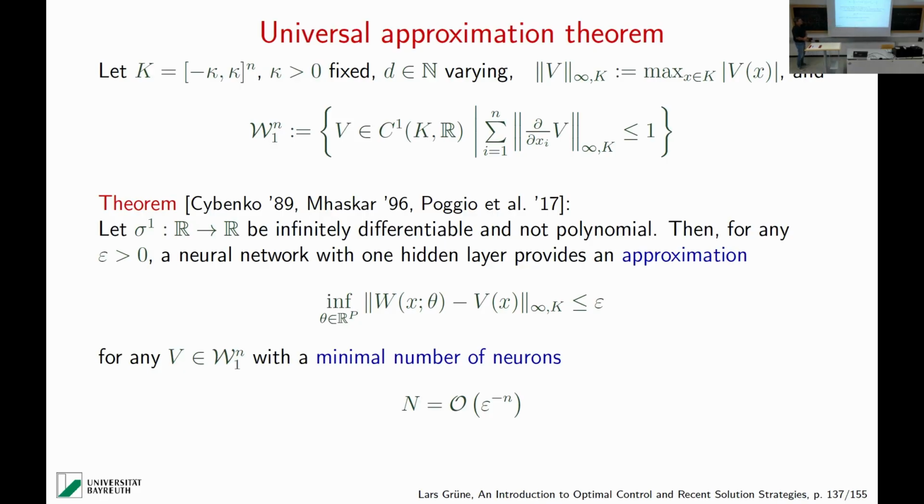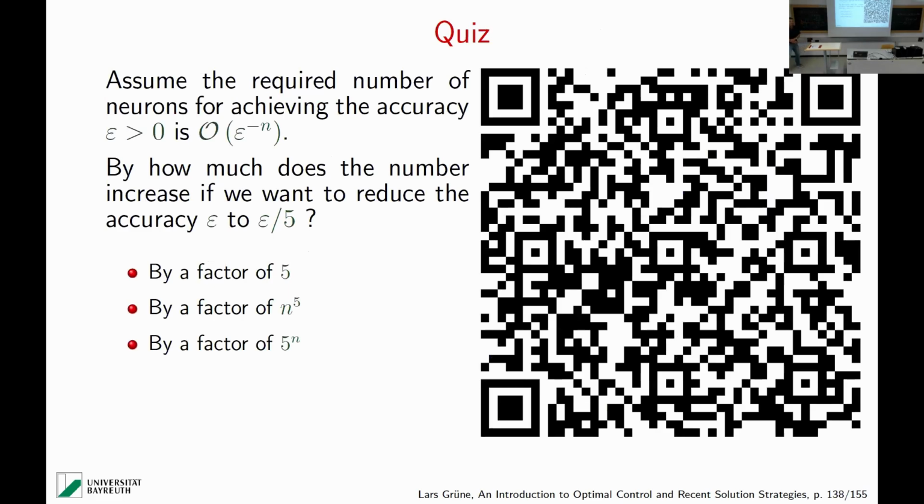Yeah, and now I have another quiz here, so please take out your mobile phones. So assume that we have exactly this property, so that we need O of epsilon to the power of minus n. If we now want to reduce the accuracy from epsilon to epsilon over 5, how many more neurons do we need? Do we need to increase the neurons by a factor of 5, by n to the power of 5, or by 5 to the power of n? What do you think? It's not too difficult, actually. You have to think a little bit.